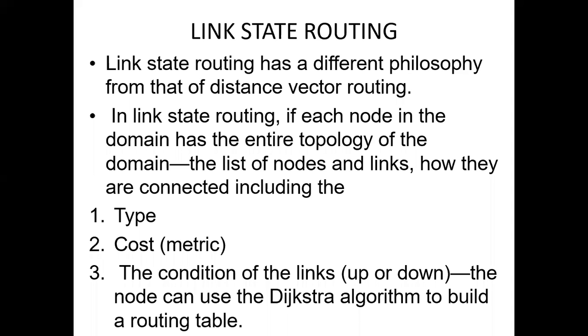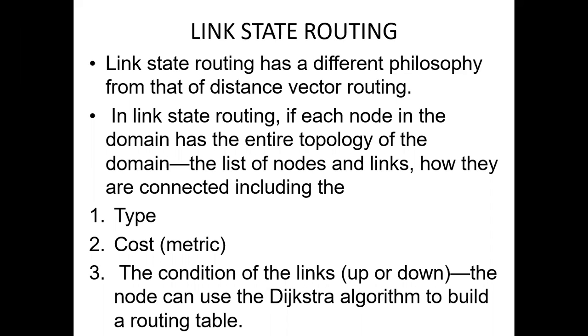Now the next topic is link state routing. This is the second routing technique we are going to see. Link state routing is the second family of routing protocols. While distance vector routers use a distributed algorithm to compute the routing tables, link state routing uses link state routers to exchange information that allows each router to learn the entire network topology.